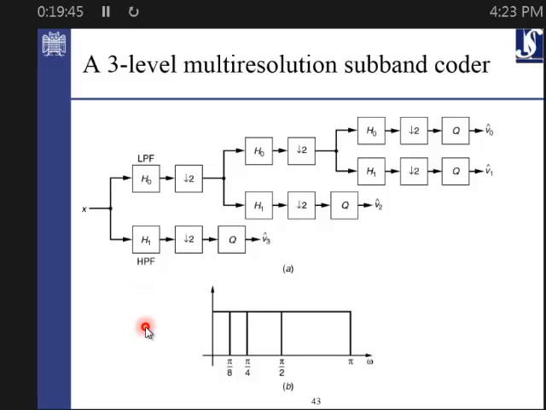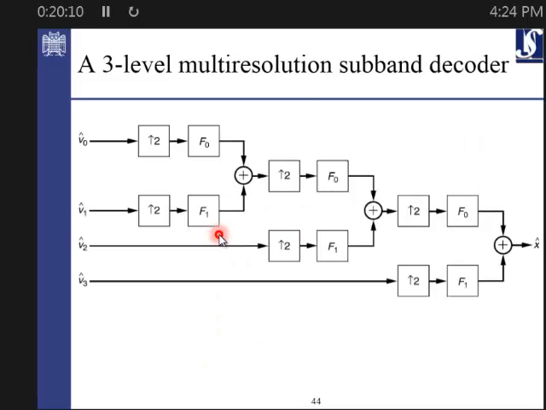So that's actually another view of that. Here we have a three-level multi-resolution subband coder, a non-uniform subband coder actually. The entire frequency spectrum is divided like this: it's divided into two and then four and continues. Every low pass version is divided by two. And here we do the process, but the same thing should happen for the complement.